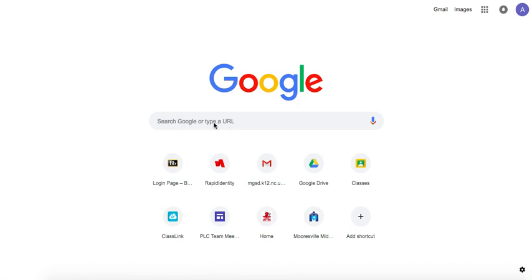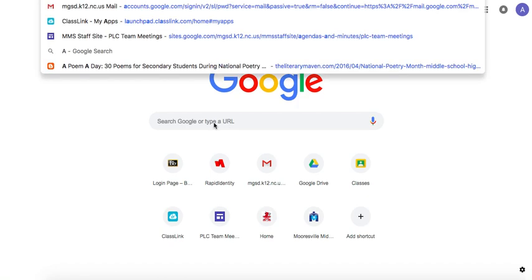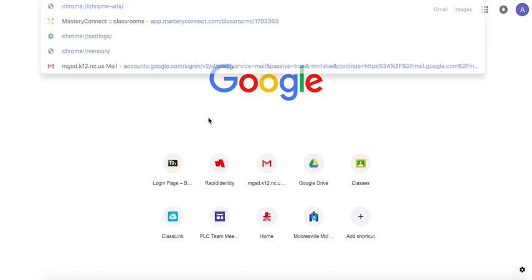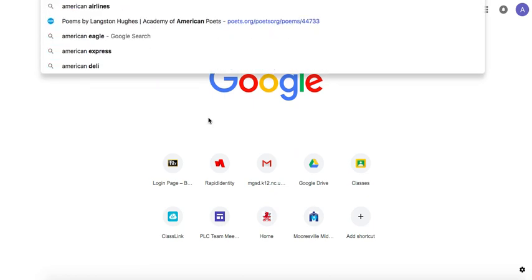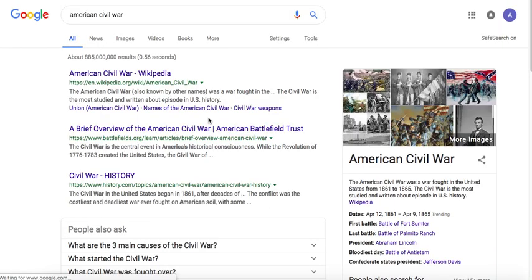So if we start with our topic of the Civil War and we type into Google American Civil War, we're going to get a lot of information. And so then we have this huge list, and the question becomes, how do we determine what's important and what's not? So the first key thing to look at is the ends of your URLs.